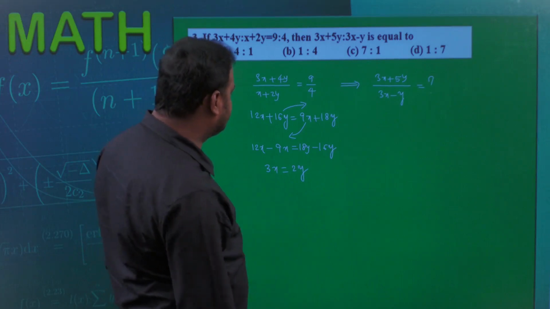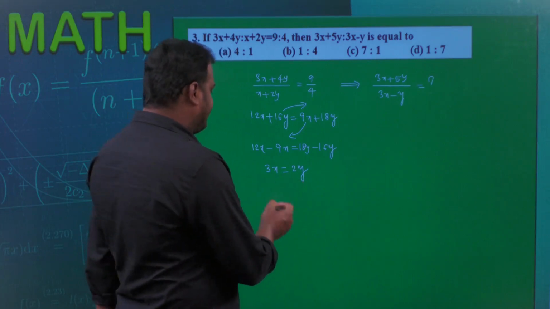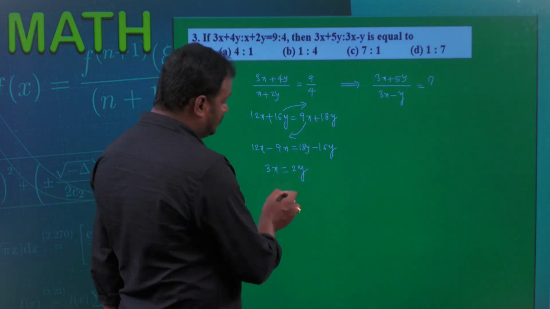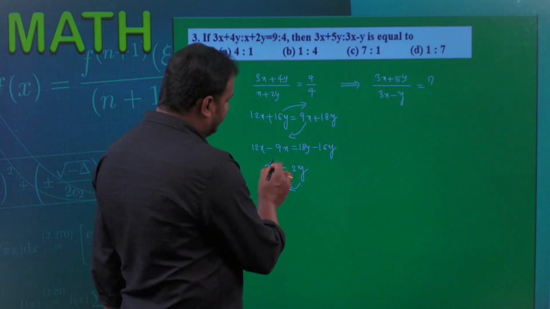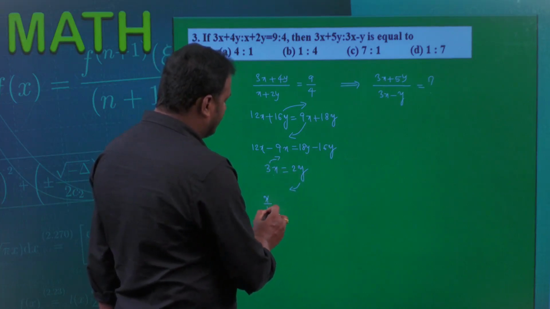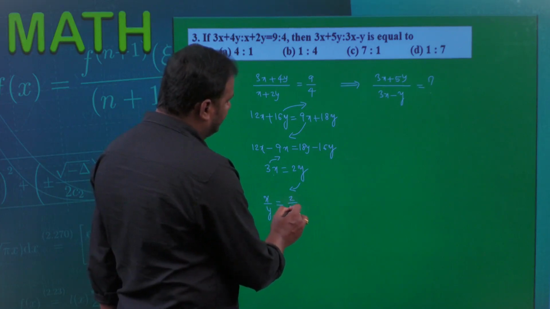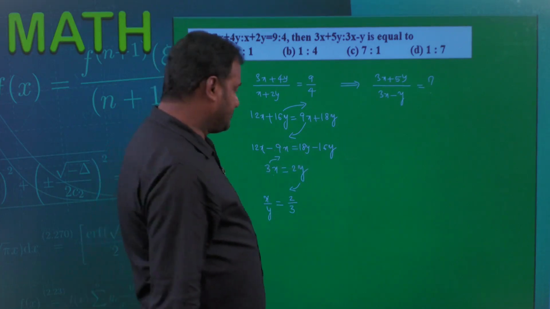You can directly do this by writing it as 3x is equal to 2y, transposing y to this side and 3 to that side. So x by y is equal to 2 divided by 3. x by y is equal to 2 by 3.